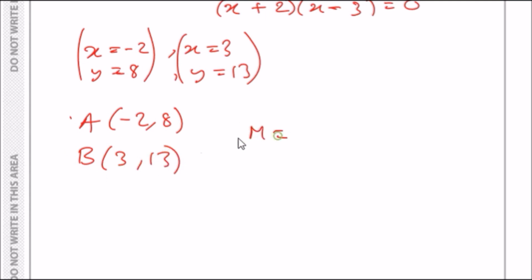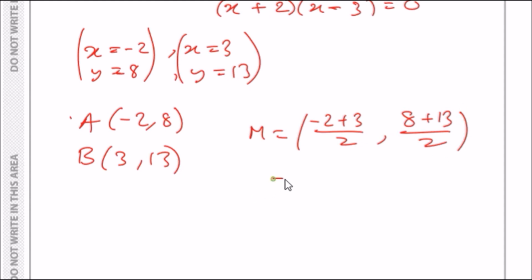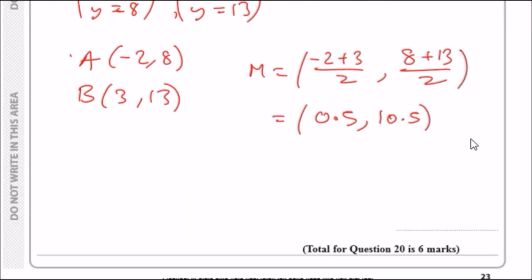The x coordinate of M would be the sum of minus 2 and 3 over 2. The y coordinate of M would be the sum of 8 and 13 over 2. Minus 2 plus 3 is 1, so 1 over 2 is 0.5. 8 plus 13 is 21, and half of 21, in my head, is 10.5. Let me just double check that. Yep, 10.5. So that is your midpoint.